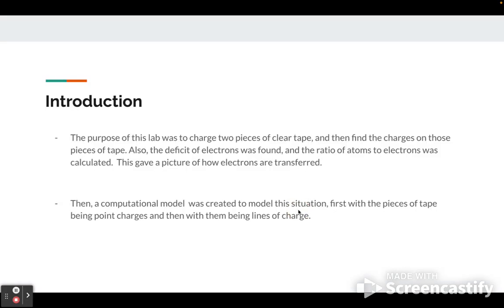The introduction to this lab is that the purpose of the lab was to charge two pieces of clear tape and then to find the charges on those pieces of tape. We also found the deficit of electrons as well as the ratio of atoms to the deficit of electrons, which gave us a picture of how the electrons are transferred. Then a computational model was created to model the situation, first with the pieces of tape being treated as point charges and then with the big lines of charge.